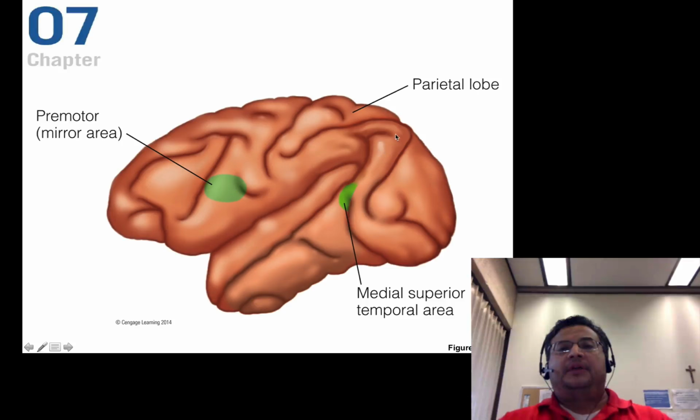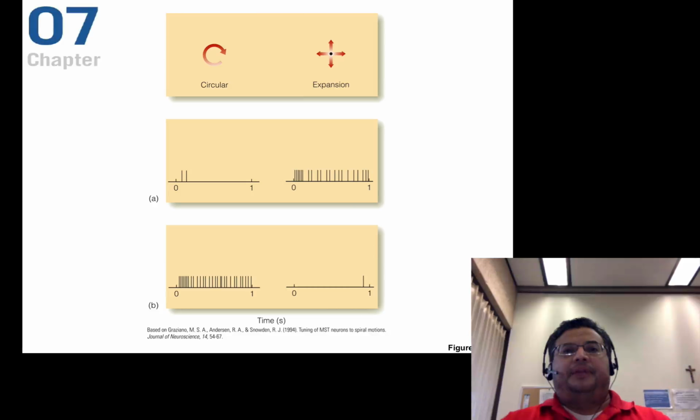So here we have the parietal lobe. And then we have the medial superior temporal area. Remember, this is the where part of the brain, and this is the what and how, right? So basically, the information for how to navigate through the environment is located here in this part of the brain. And then, of course, we have the premotor area, which is the mirror area, which we're going to talk about later on.